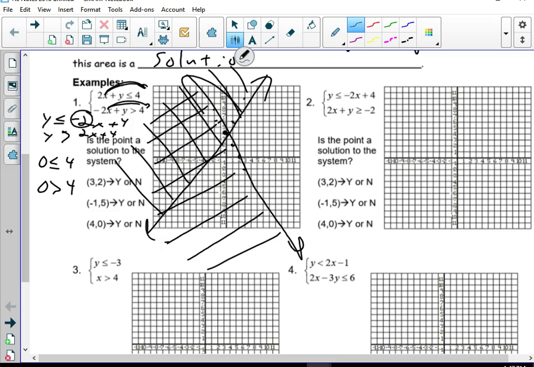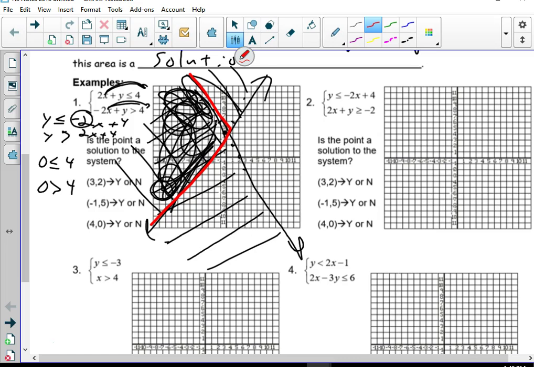Which space has both shadings? Well, it's in this area right here. It's under this line and above this line, so it's this area right here. I'll show it here for you. Okay, it's that one. So it's that region there. That's the answer.